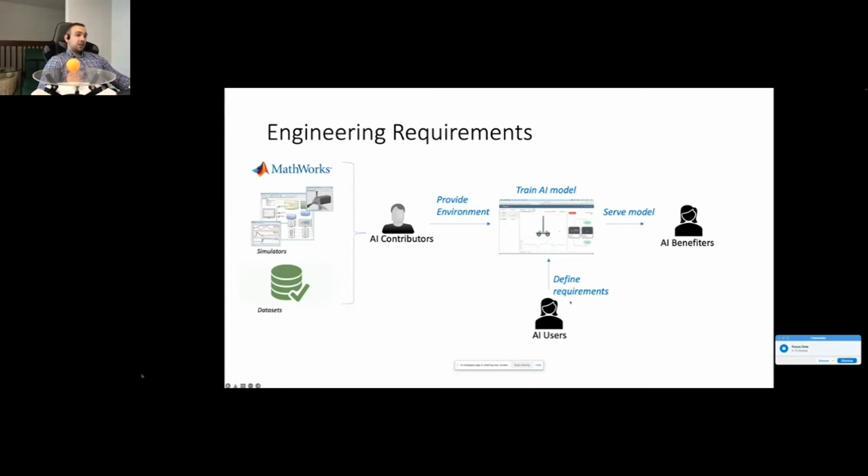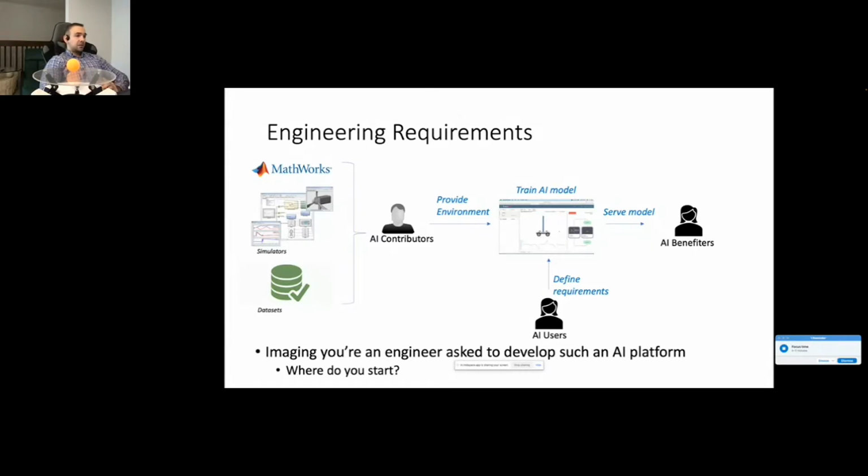If you are now a user, you want to be able to define your requirements for training, and when to stop training, what's a satisfactory goal for training, in an easy way. And finally, if you're a benefiter here, we want to enable an easy way of serving those models, leveraging technologies, especially with IoT, because we're talking about machinery here. So Internet of Things technology can really help a lot here if you want to do the deployment in a transparent manner without having to worry about the underlying details.